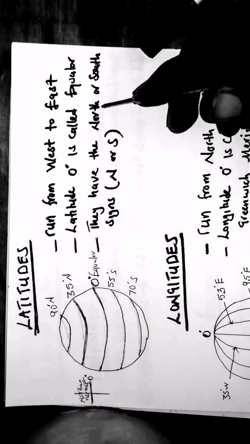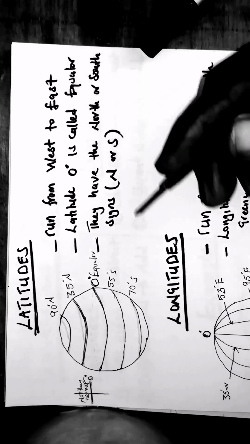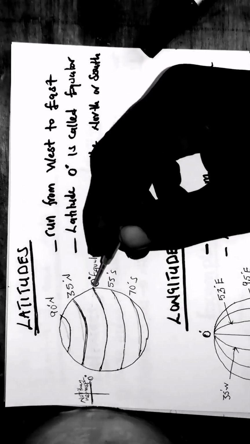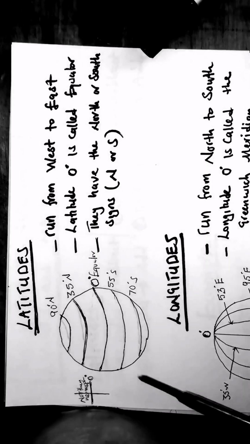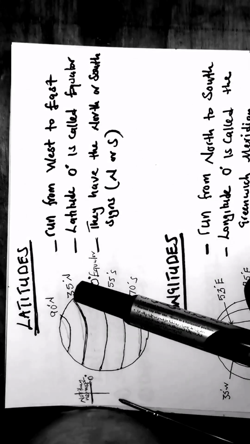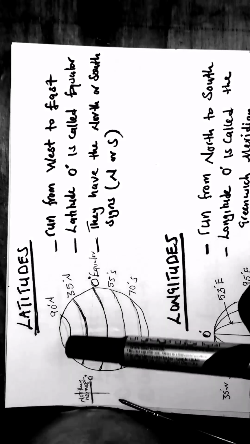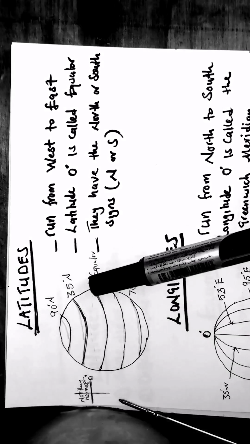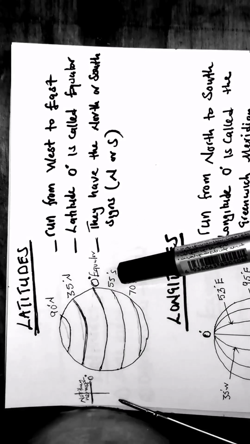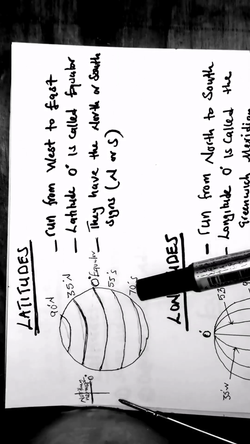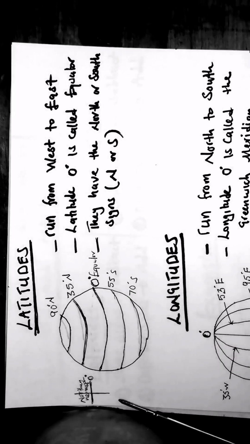Then latitudes have north or south signs. From this equator, you can see that all the latitudes in the northern hemisphere will have a north sign. So this is 35 degrees north, 90 degrees north. From here going in this direction, all the latitudes will have a north sign. Then from here coming to the south side, all the latitudes there will have a south sign. This is the southern hemisphere, so all the latitudes are going to have the sign south, just like this.